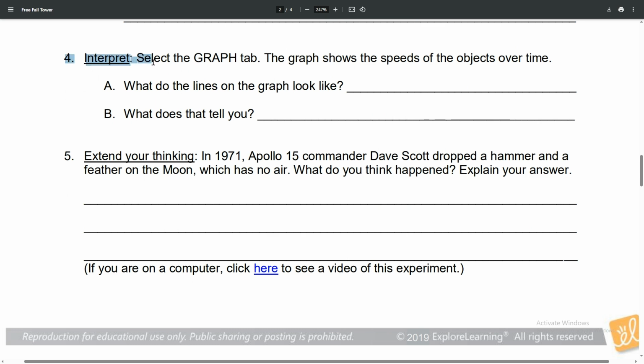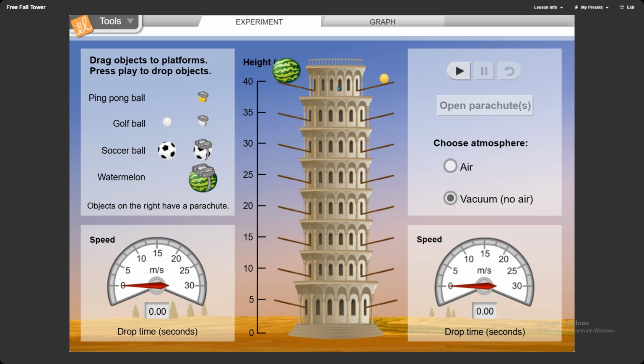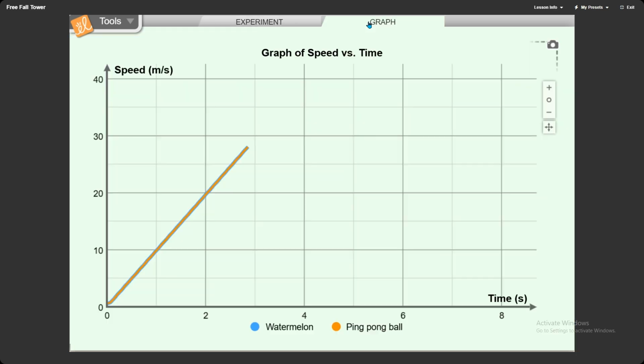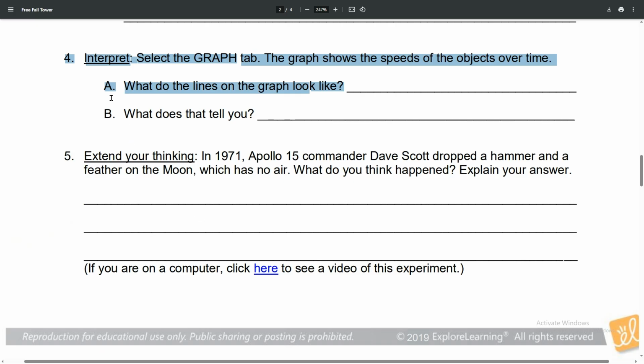Question number four. Interpret. Select the graph tab. The graph shows the speeds of the object over time. What do the lines look like on the graph? So you click play, you see that they both fall. You should have already written this number in meters per second on your paper. Now you select the graph. Both the watermelon and the ping pong are at the same speed. Just describe what this graph looks like in question number 4A.